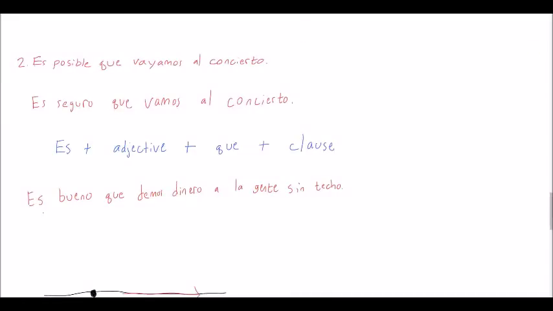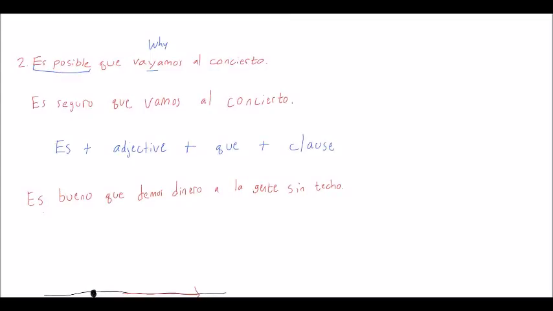A few more examples. We can see here, es posible que vayamos al concierto. It's possible that we go to the concert. We're using the subjunctive, and we'll ask why. And we'll look to the first part of the sentence to answer that. It's possible that we're going to the concert, but we're not sure of the outcome. With new information, our mind could change.